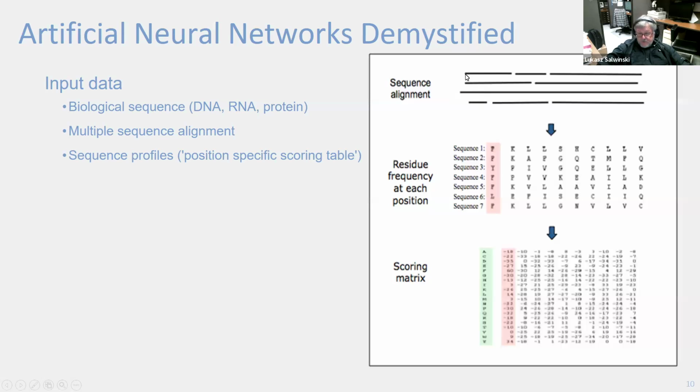AlphaFold as input takes the sequence that you want to predict the structure for. It uses the full version of the multiple sequence alignment, and it also converts the multiple sequence alignment into a profile and uses all those three things at the same time. So this is an extreme case. It does help. That's one of the reasons AlphaFold is way better than anything else that's out there.